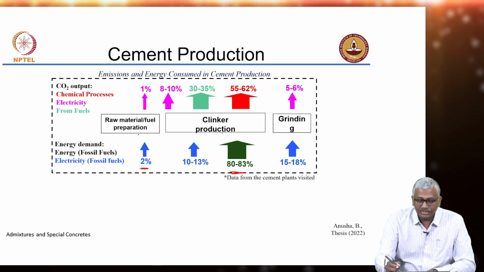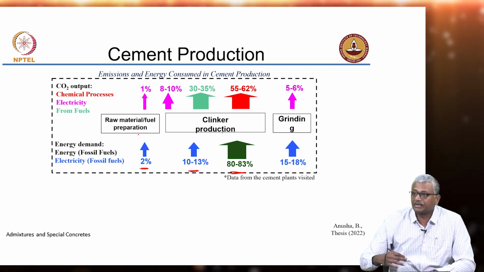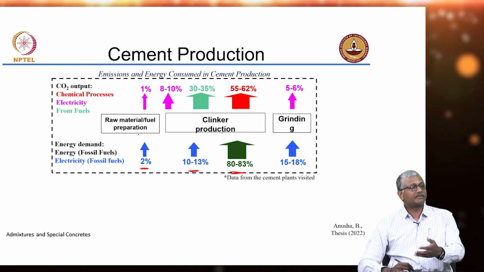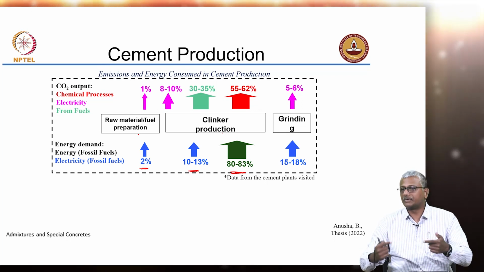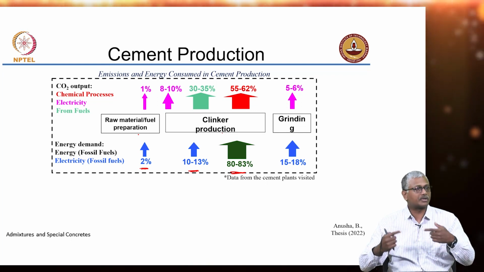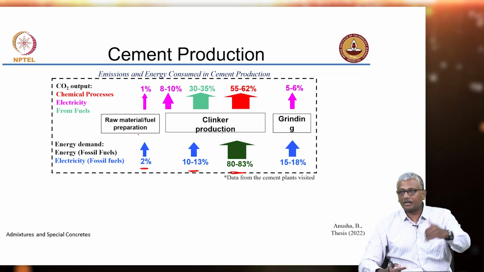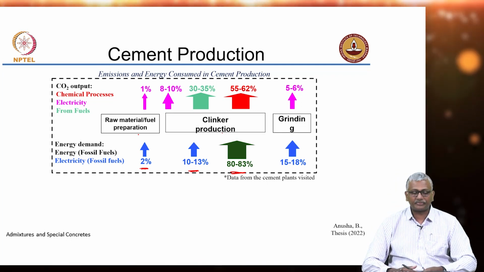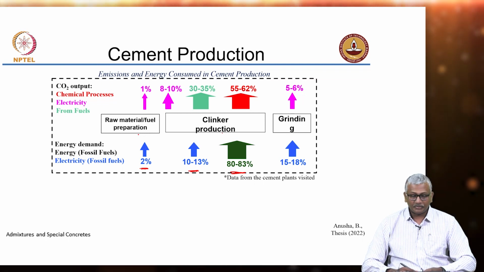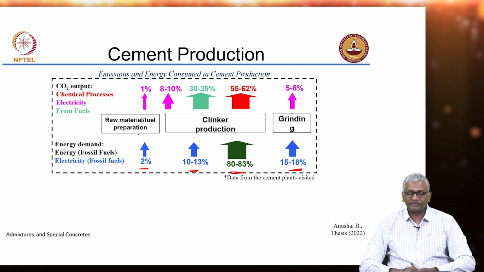Okay, energy from electricity from fossil fuels, about 10 to 13%, goes into clinker production. So electricity is basically involved in the rotation of the rotary kiln, right? You need to provide electricity to cause the rotary kiln to rotate. You also have electrical controls that are operating all the raw material discharges into the kiln. So all that is electrically controlled. So about 10 to 13% is from the fossil fuels. For the grinding process, about 15 to 18% is the electricity from fossil fuels.